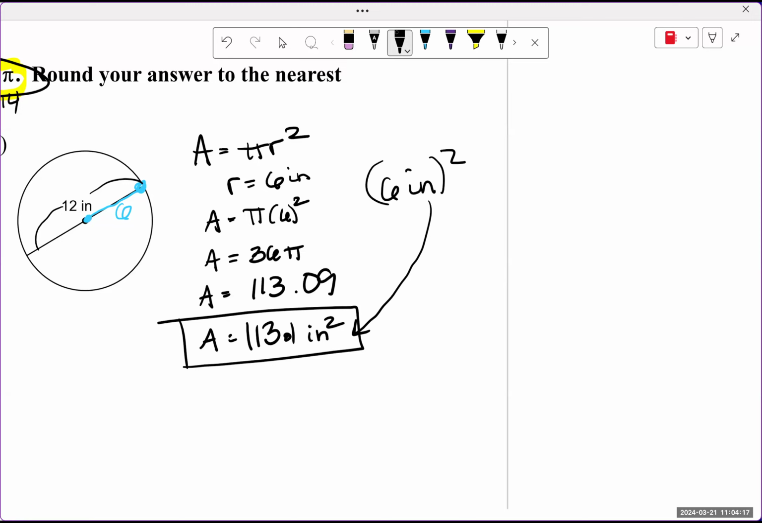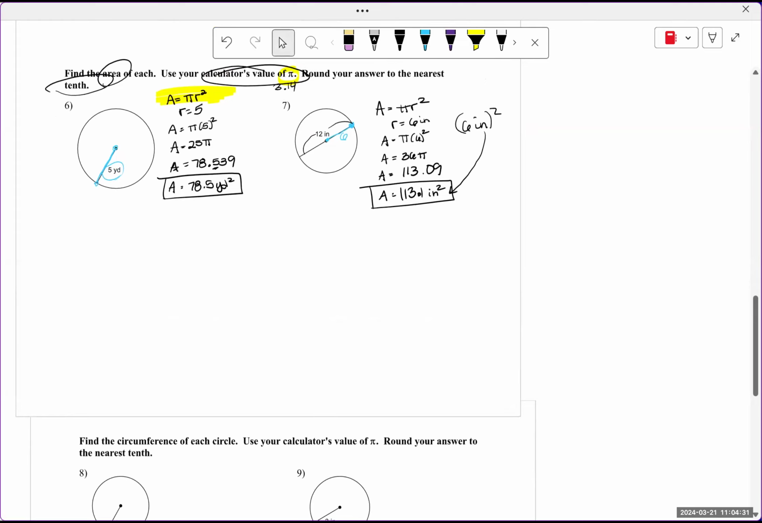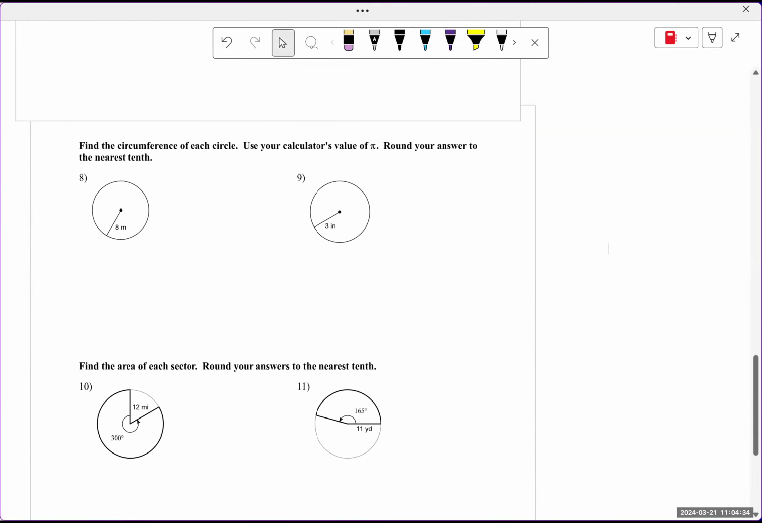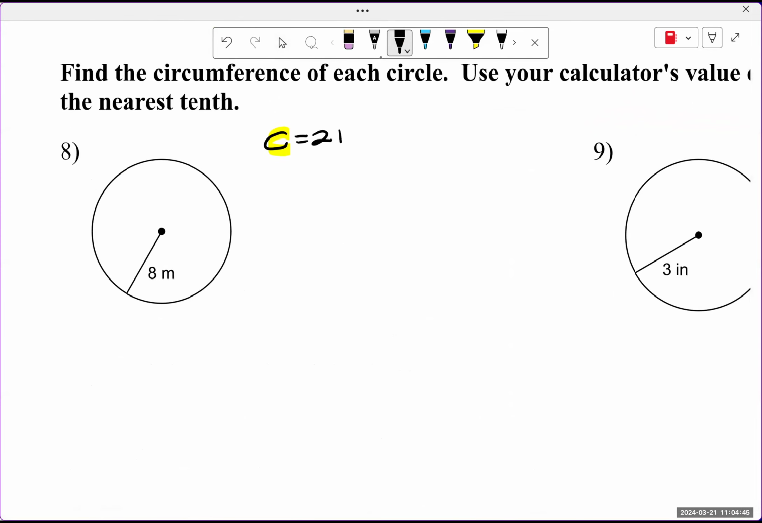113.1 inches squared. Okay, area is pi r squared. Circumference, the formula is 2 pi r. So 2 times pi times 8 meters. Notice I'm not squaring the radius, I'm just multiplying by 2.